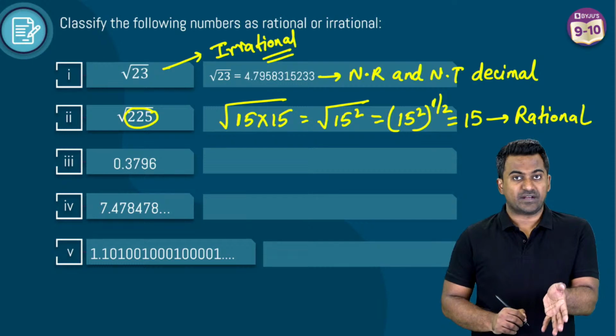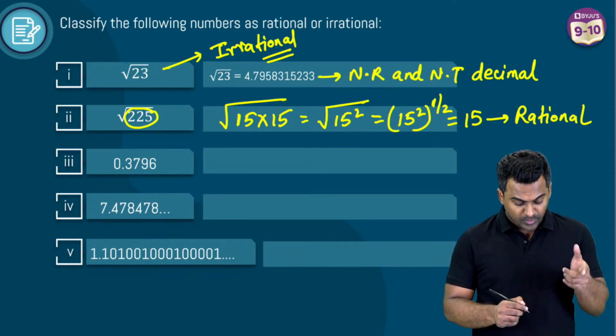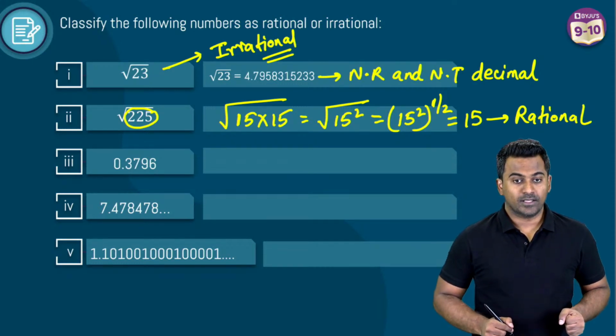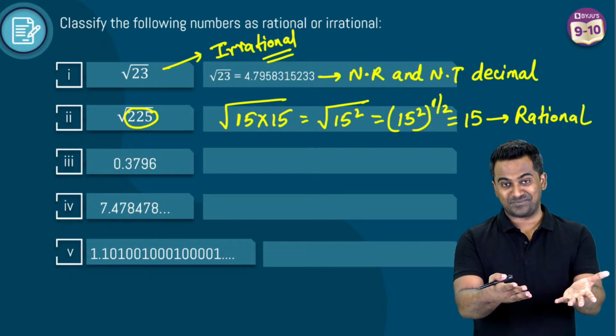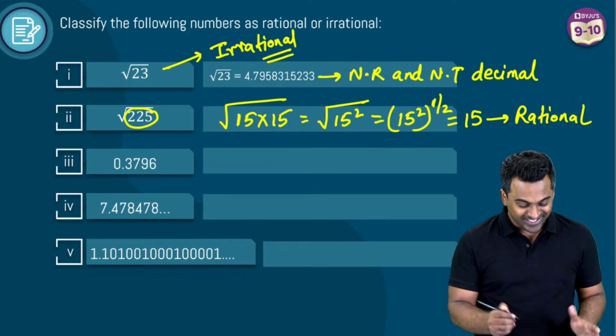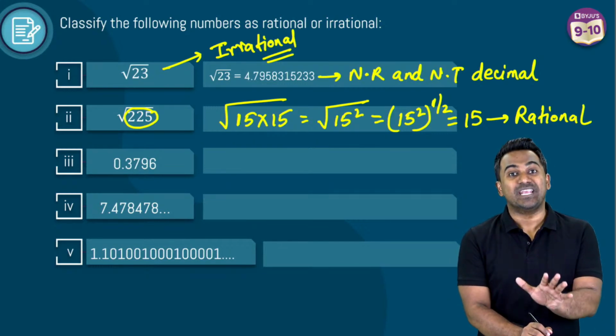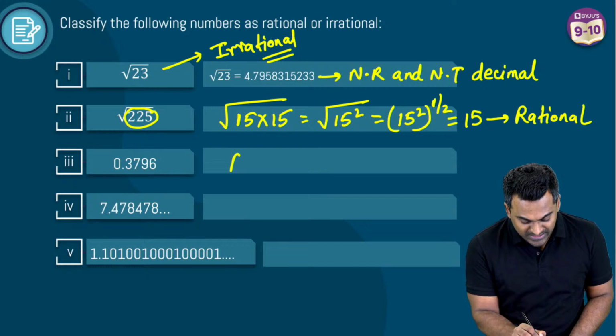Yes, so the first one is irrational, the second one is rational. What about the third one? The third one is rational, like Shivansh has said. That's the first name that's popping up after I looked at the screen. So this is a terminating decimal. Terminating decimal means this is going to be rational.